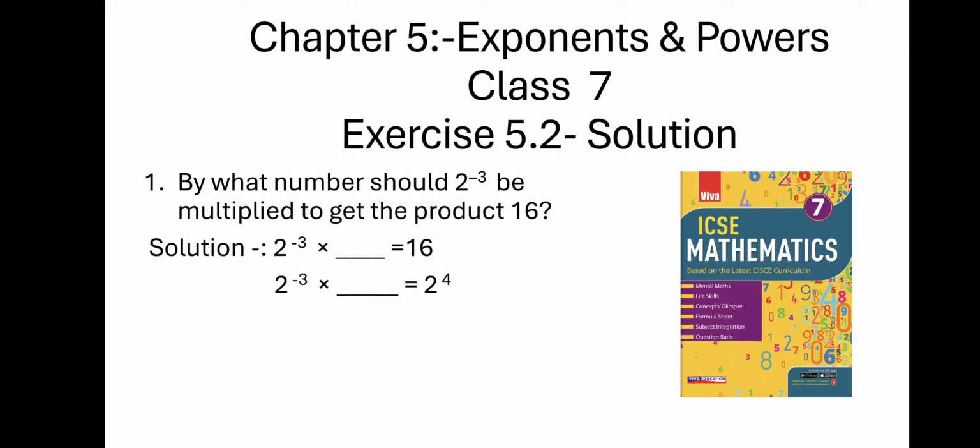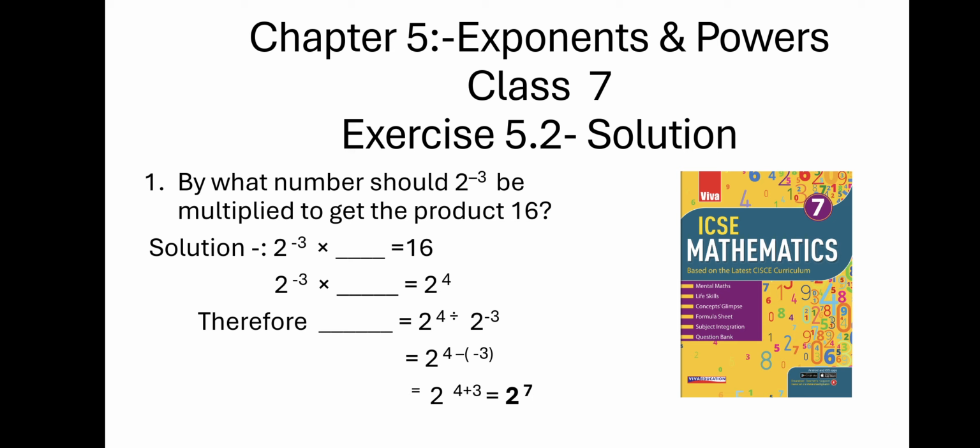So when you multiply something, you will have to divide the product by the multiplier. So we will divide 2 raised to 4 by 2 raised to negative 3, and that will give you 2 raised to 4 minus negative 3, and that will give you 2 raised to 4 plus 3, which is 2 raised to 7. So the answer of the first question is 2 raised to 7.